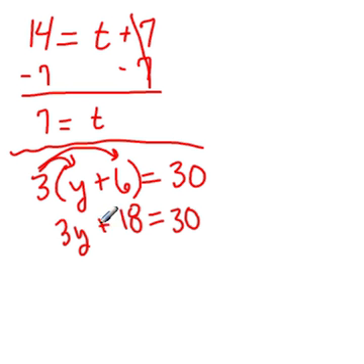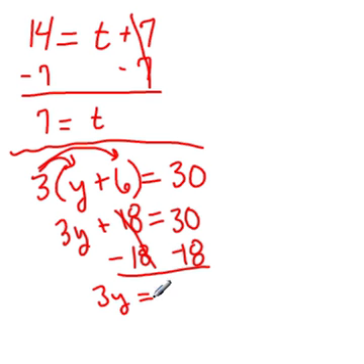Now, in order to solve for 3y, or to get y by itself, I have to subtract 18 from both sides. Cancels. So we're left with 3y is equal to 12. Divide both sides by 3. So y is equal to 4.